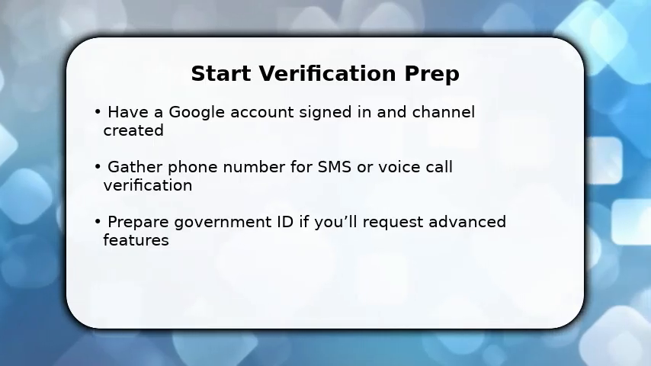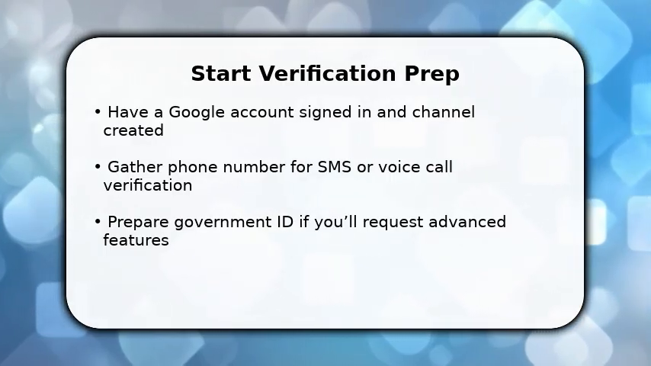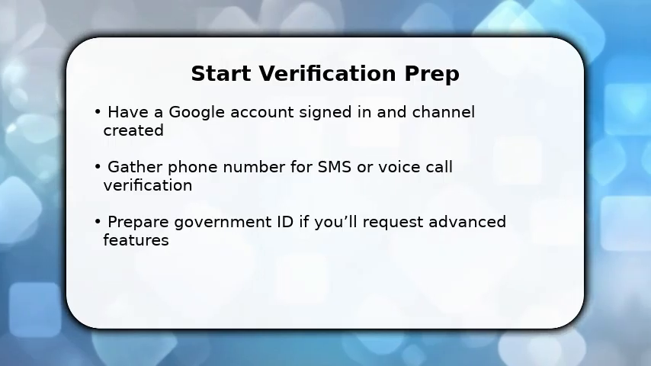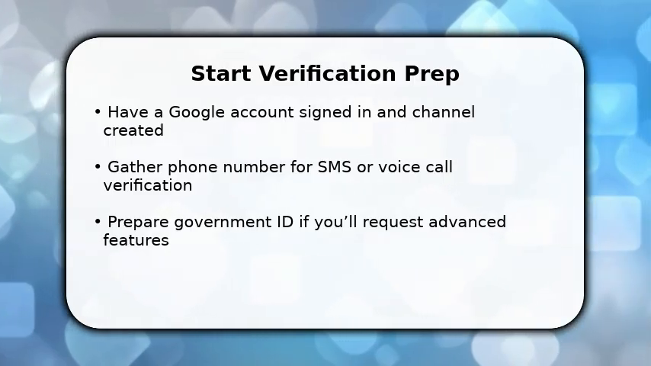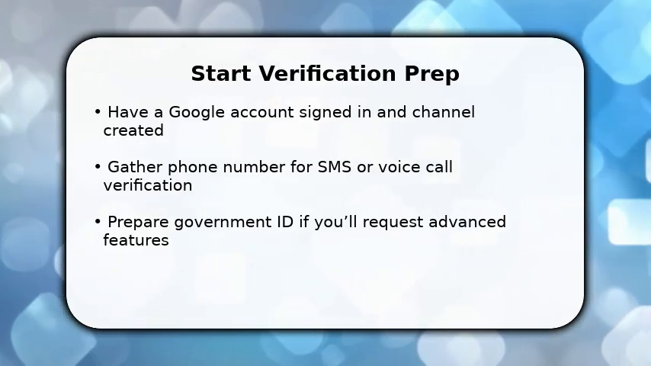You're starting verification now. Sign into YouTube Studio with the account tied to your channel and open Settings, Channel, Feature Eligibility. Once done, choose Verify and enter the phone number you control. This confirms ownership and unlocks features.